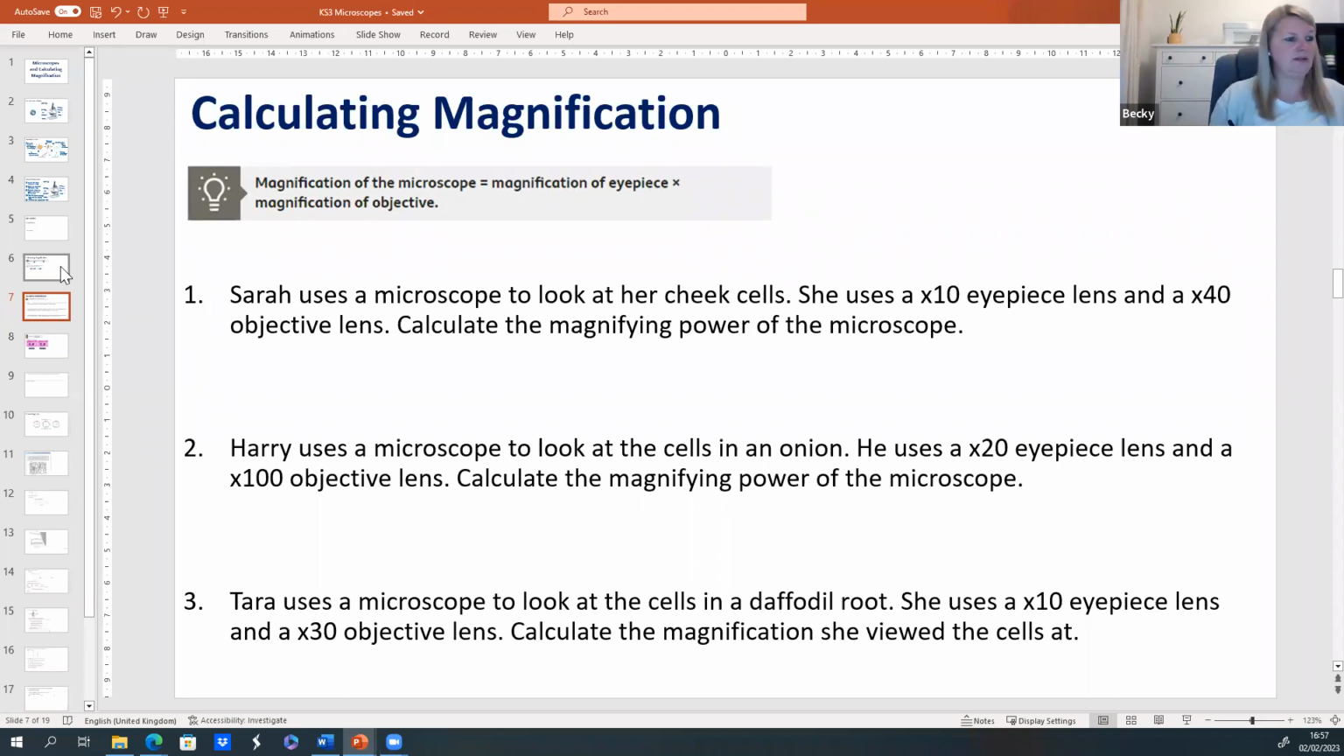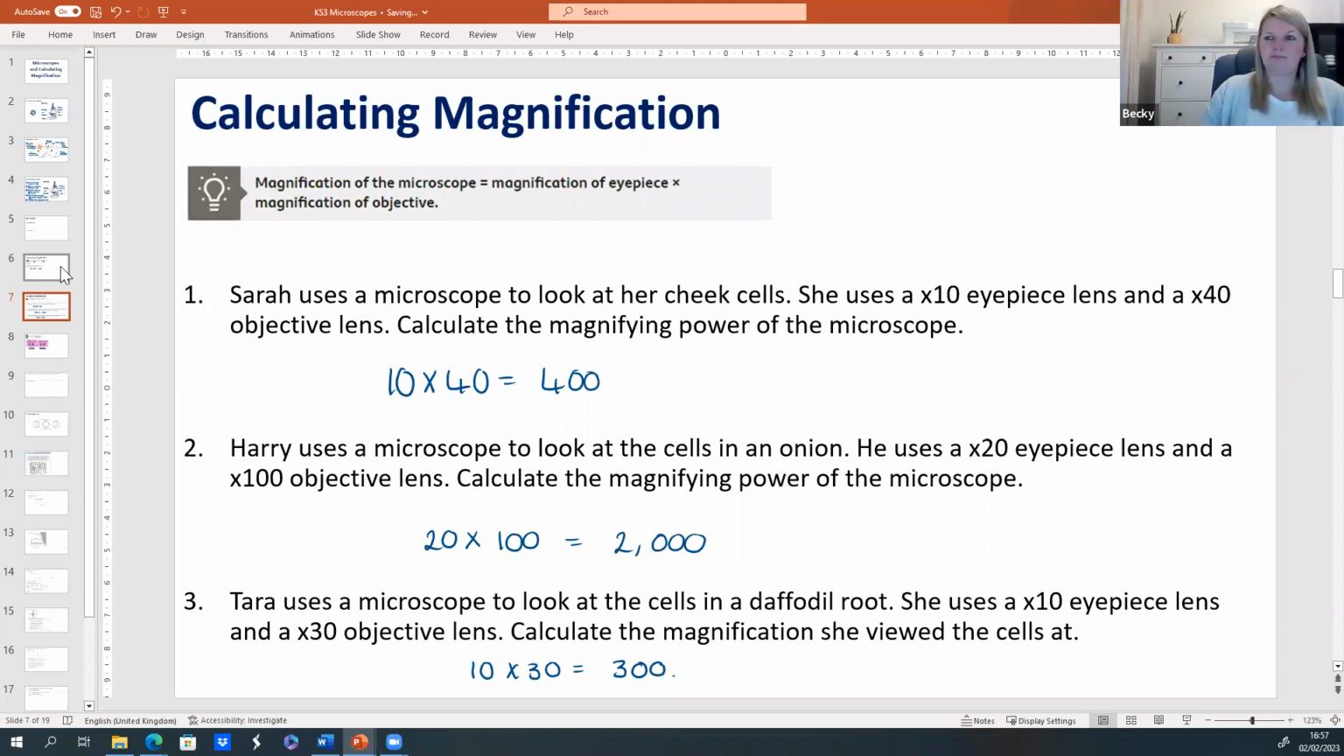Cool. All good answers so far. Amazing. So here we've got the same again: 10 times 40, so a magnification of 400. Here we've got 20 and 100, a magnification of 2000. And in our final one, we've got 10 and 30, a magnification of 300.